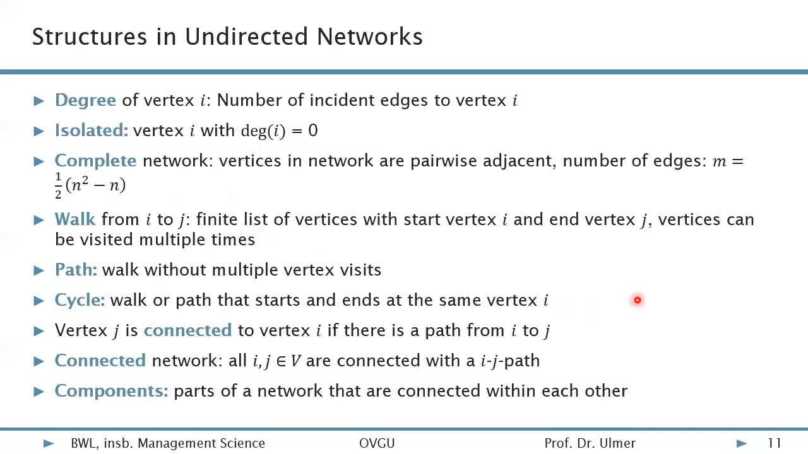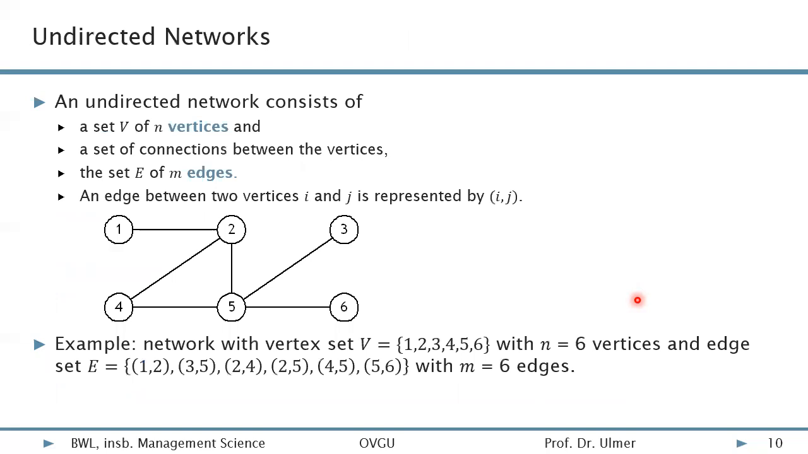In a network, every vertex has a degree, and that means how many edges go into this vertex. So let me quickly jump back. This one here has a degree of 1 because only 1 edge goes in there. This one has a degree of 4. This one has one of 3, and so on.